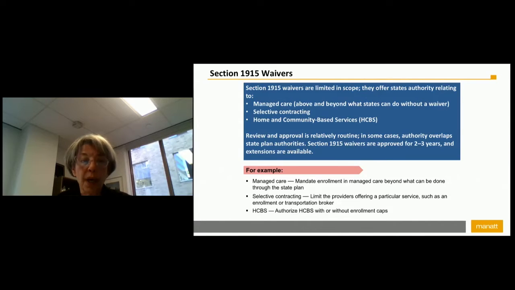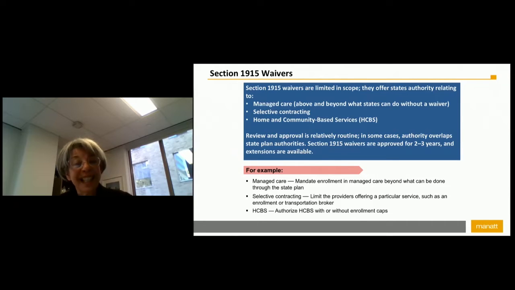So a state can do mandatory managed care through a 1915 waiver. I should also say, just to keep you confused, that you can do mandatory managed care also through a state plan amendment, but the waiver gives the state a little bit more flexibility than what the state plan option offers. So they're pretty common waivers, 1915 waivers. There are also ways to do home and community-based services, one of the optional services that I talked about before. And California has both 1915(b) and 1915(c), which is the home and community-based waiver services.